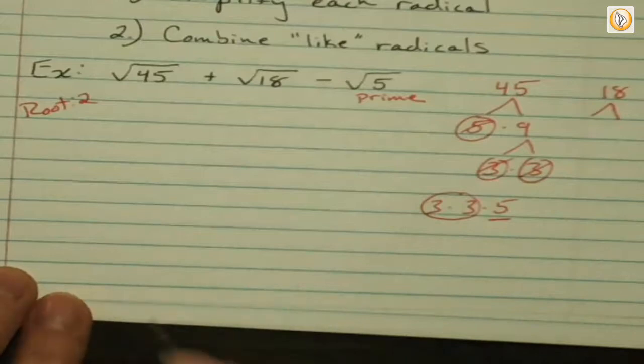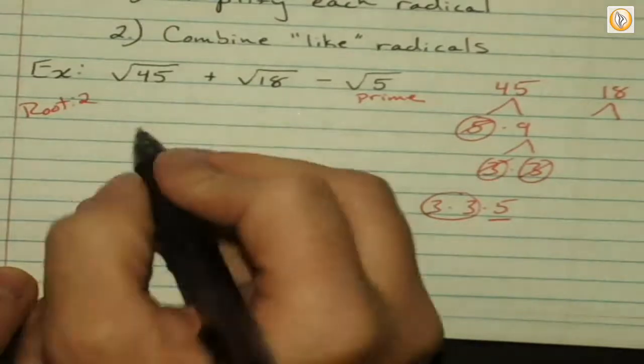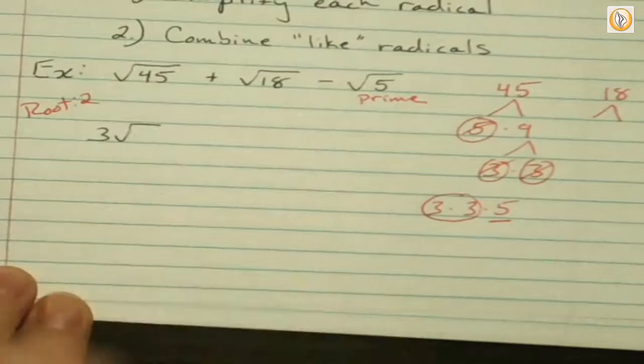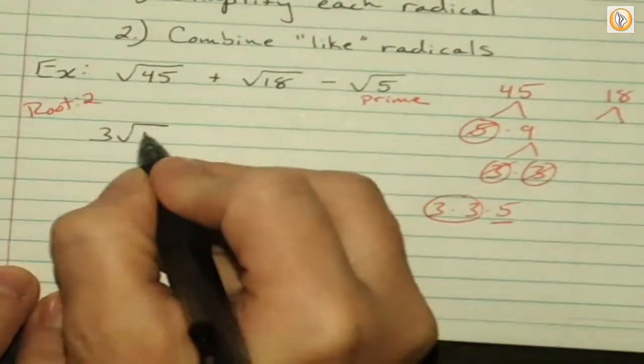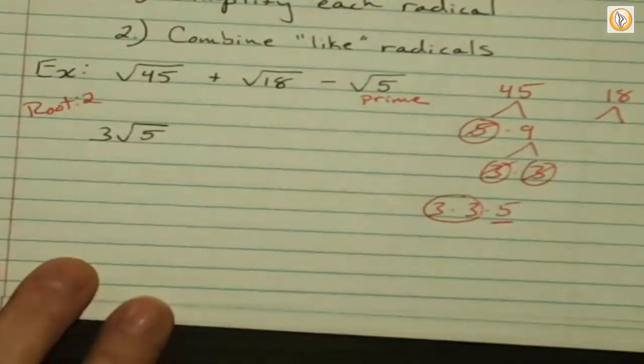So I'm going to rewrite this. What goes on the outside? 3. What goes on the inside? 5. You are so good. Okay. 18.